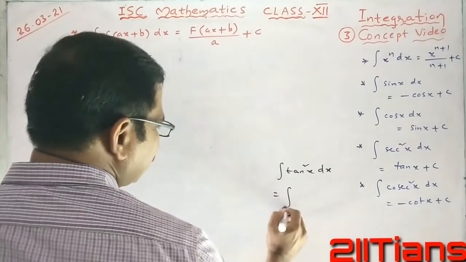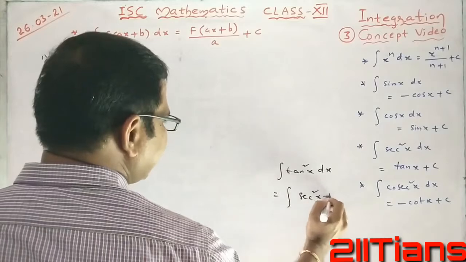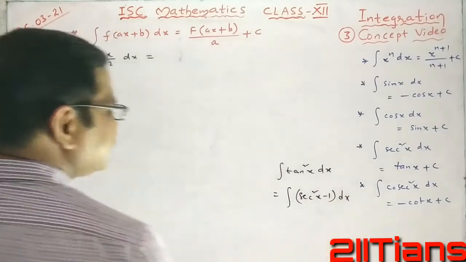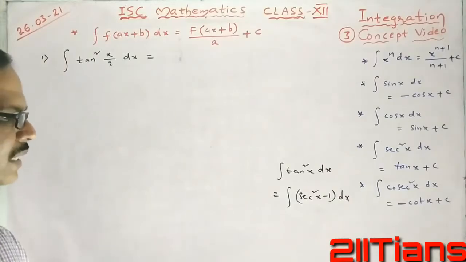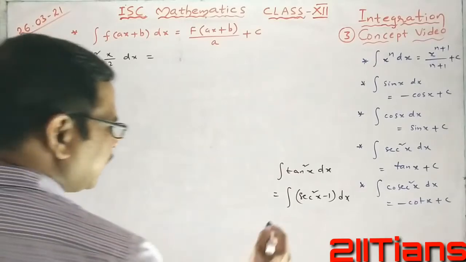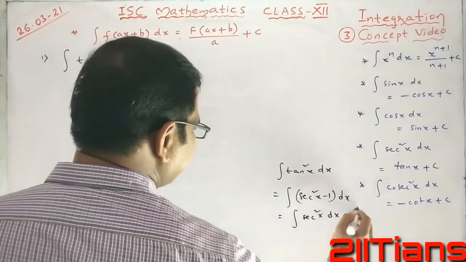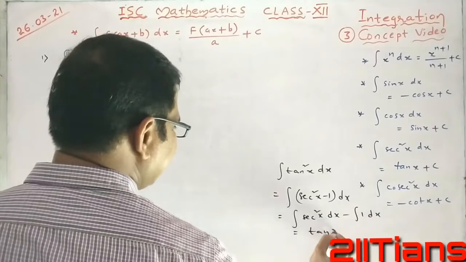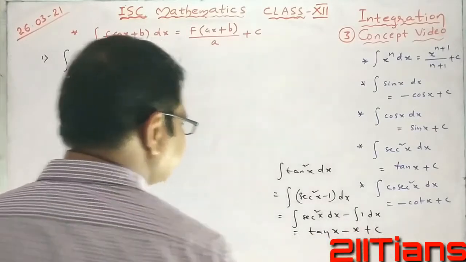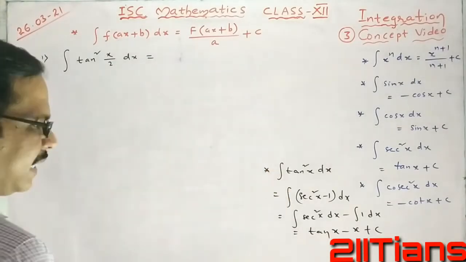In this case, what we are doing, tan square x can be written as secant square x minus 1 dx, as we have the second identity in the fundamental trigonometry, secant square theta minus tan square theta is equal to 1. So if you integrate this, integral secant square x dx minus integral 1 dx. Secant square x integration is tan x, minus x plus c. So this way we can write the integration of tan square x.